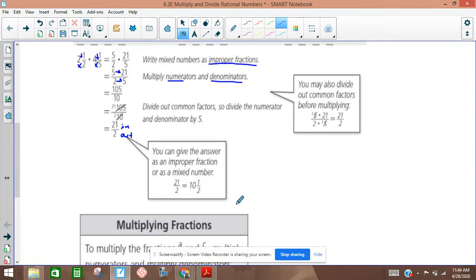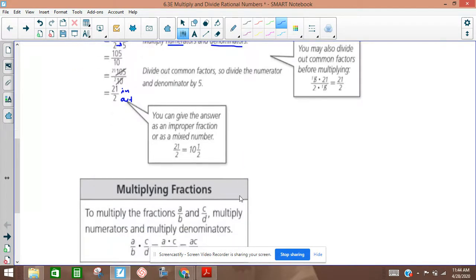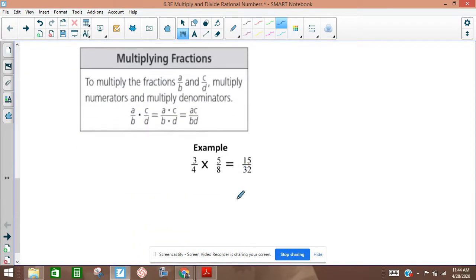If it's a regular fraction, just multiply numerator with numerator, denominator with denominator. And you need to remember that everything needs to be in simplest form. Right here, regular multiplication, numerator with numerator, denominator with denominator, no mixed number. So we just multiply straight across. We get 15 over 32. Is that in simplest form? It stays as a fraction.